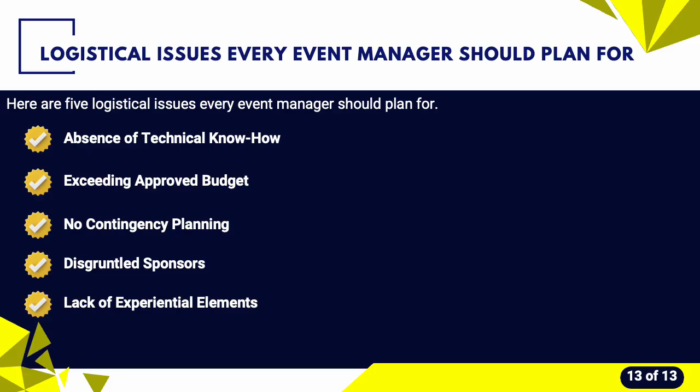For the perfectionists there, in reality we cannot make our event perfect, because there will always be technicalities or issues beyond our control that will happen, but we can prevent them. And how to prevent that is to have a plan for the problems that will happen during our event. So here are 5 logistical issues that every event manager should plan for.